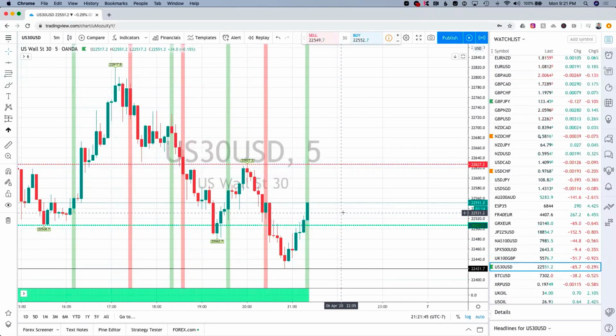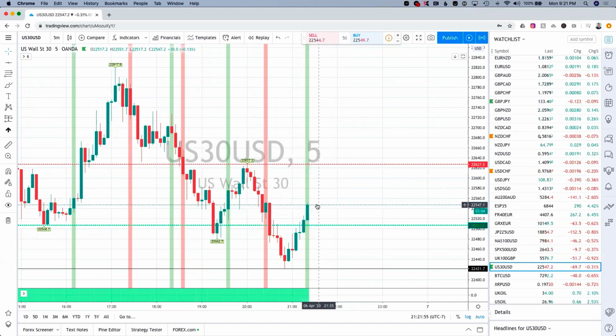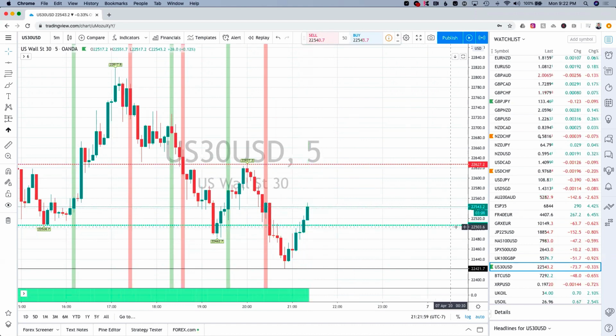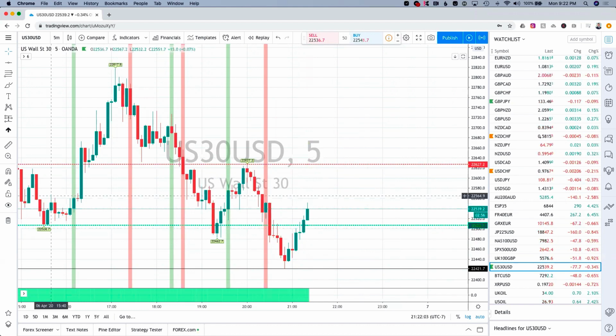So what I would do is enter right here at the close of this candle, if this closes with the signal intact. It's got about 3 minutes, so it might not close just now. But if it does, yeah, I might enter this.